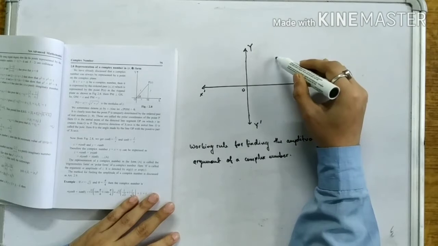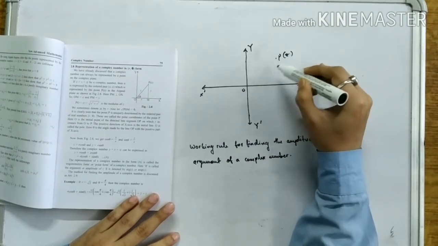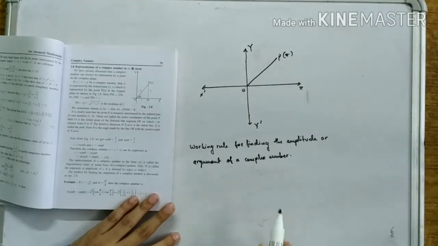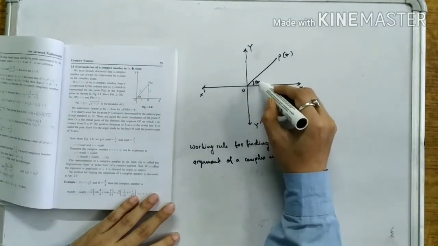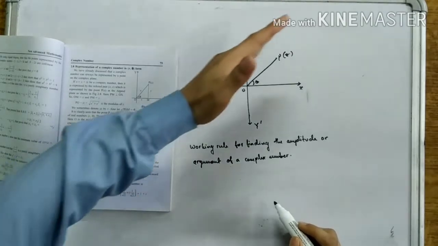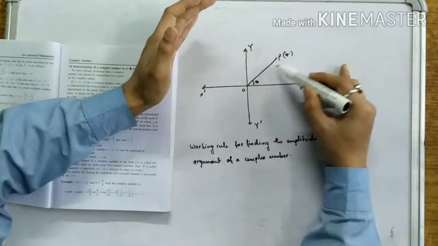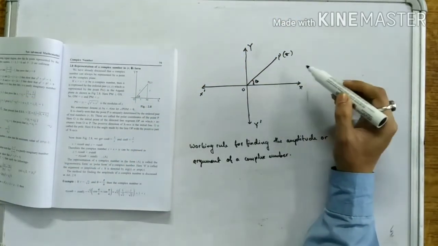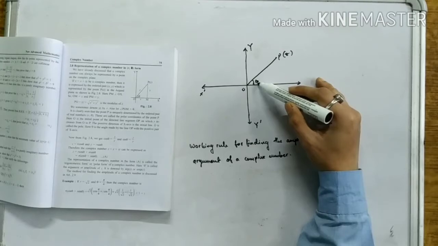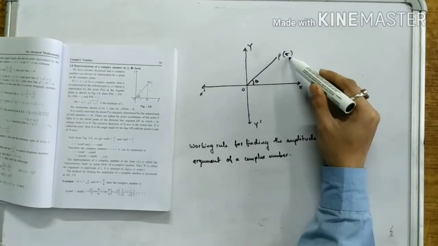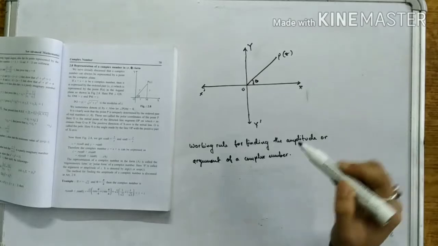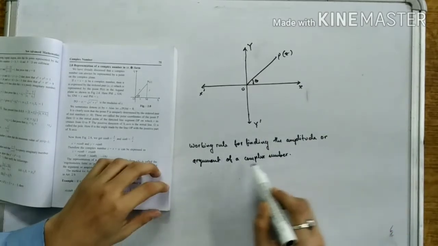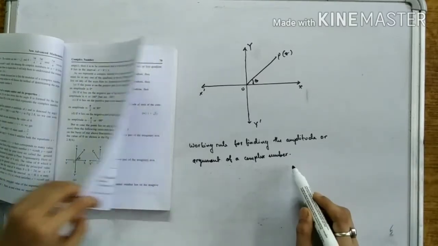Yes, let's say this is a point here. It is represented by P(z). Now if I join OP, this will be our theta. Yes, it is the angle that this line OP makes with the positive direction of the x-axis. This theta, I will say, is the argument of this complex number z. Now how will you find the value of this theta? This is the working rule for finding the amplitude or argument of a complex number.